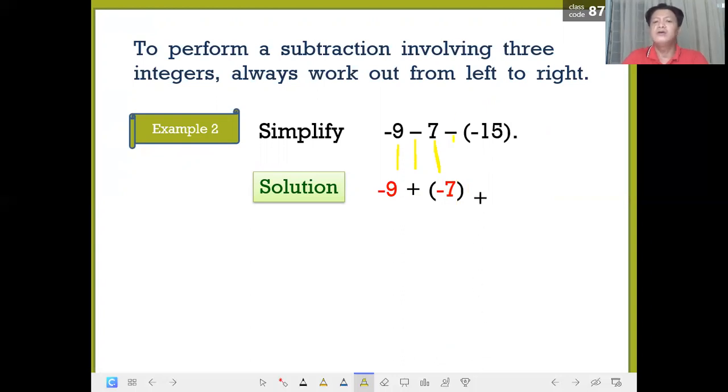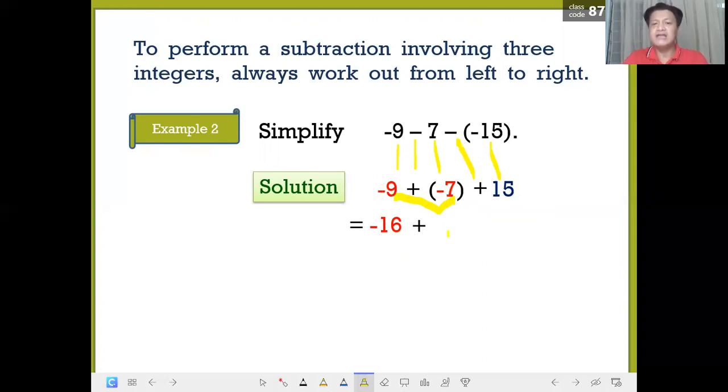And also, change the operation, di ba? Minus to magiging plus. And plus 1, change the sign of the subtrahend. Negative 15 yan, magiging positive siya. Then proceed to addition rule. Kapag tatlo yung given integers, step by step, i-add muna natin yung negative 9 tsaka negative 7. And that will become negative 16. Kasi di ba, they are both negative. Ang rule dyan, add the numerical value and copy the sign or their common sign, which is negative.